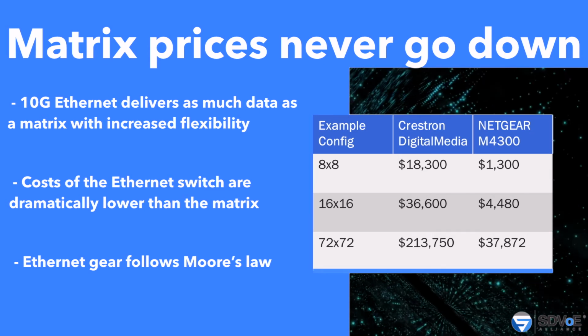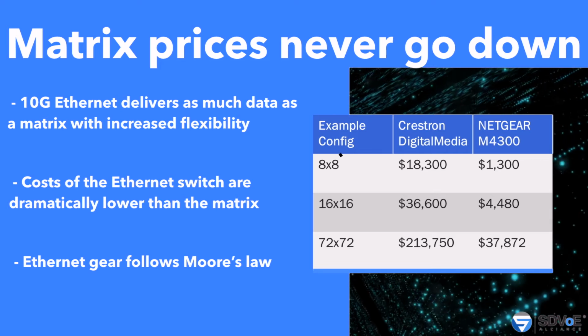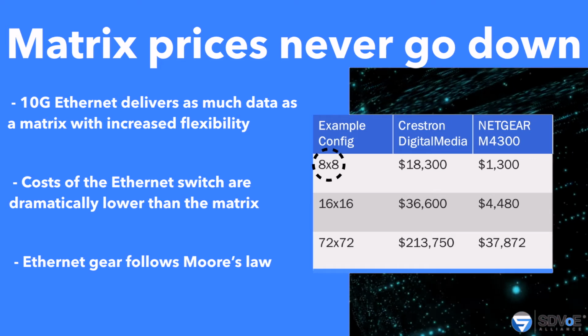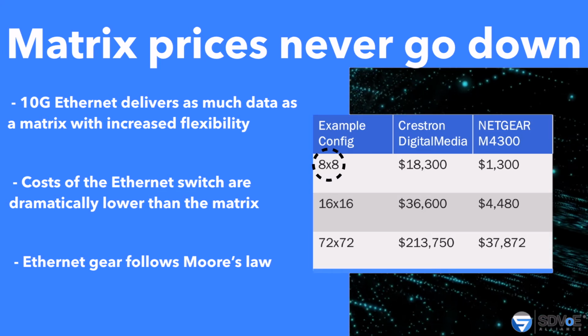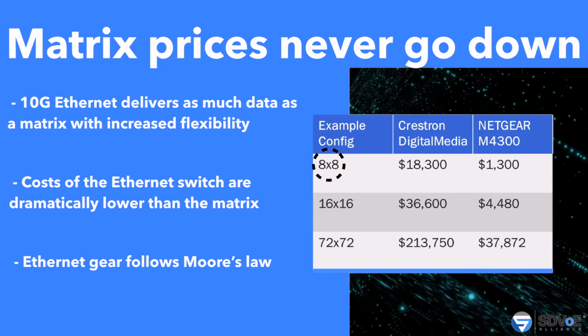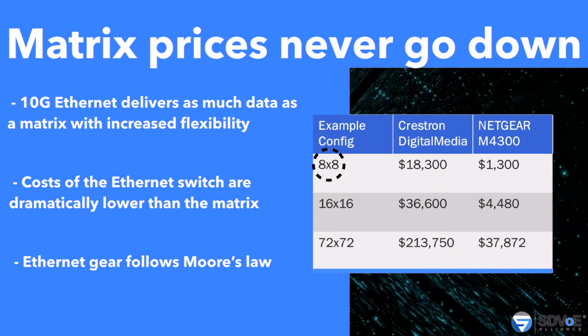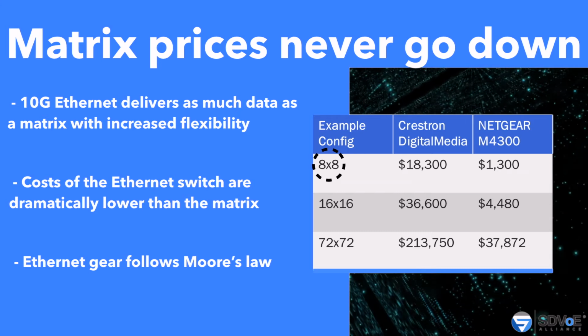Here's an example I've given of a few different switch configurations. At the top of the list, they're an 8x8. So I'm talking about, in this case, a Crestron DM 8x8 loaded up with HDBaseT ins and outs versus a Netgear M4300 16-port switch. And you see the cost difference. It's $18,000 list price versus $1,300, right? This is a 92% savings.